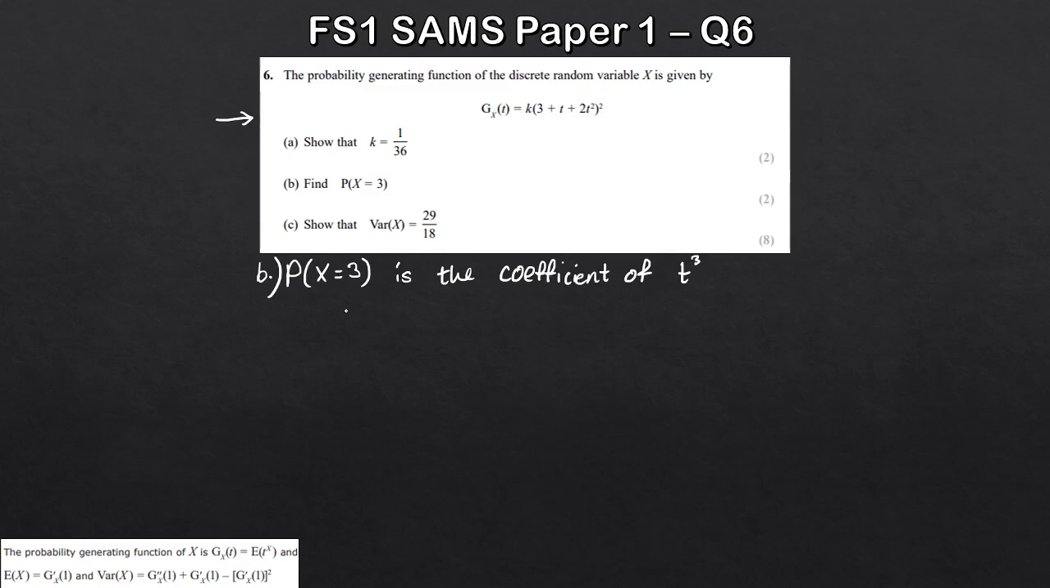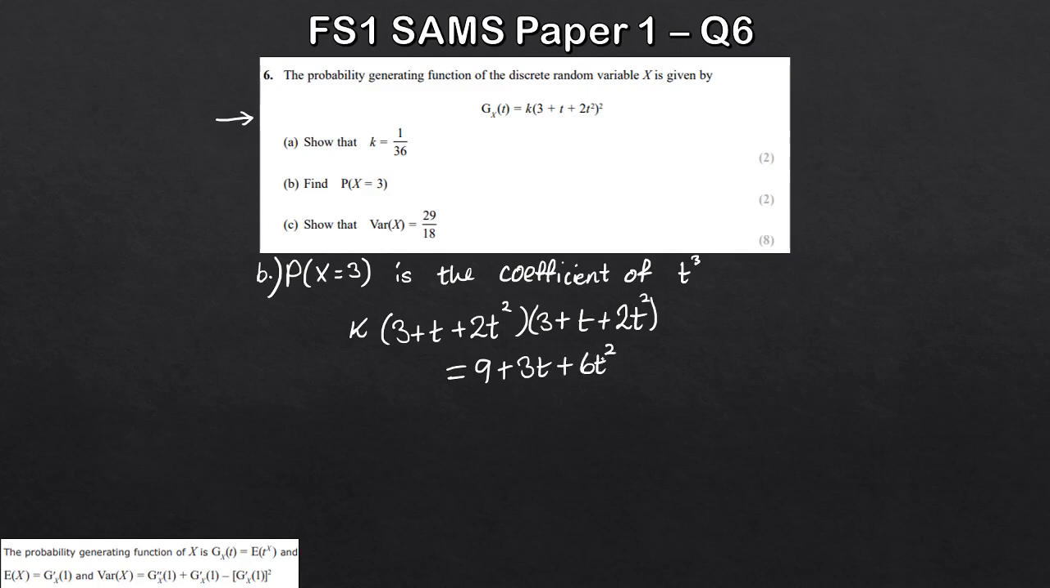So if we expand this here, I just need to expand this part. Expand these two brackets here, and then we'll times the coefficient of t cubed by 1 over 36. Because don't forget we've got the k on the outside, right at the front here. So I'll just put it in just so we don't forget it. So expanding this, I'll just go term by term. So 3 times 3 is 9. 3 times t is 3t. 3 times 2t squared, that would be 6t squared.